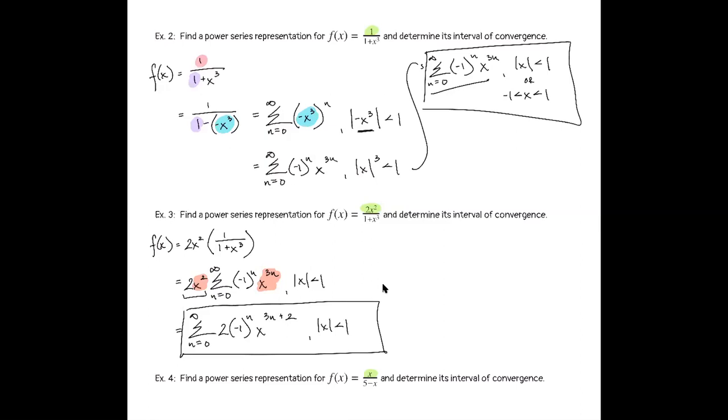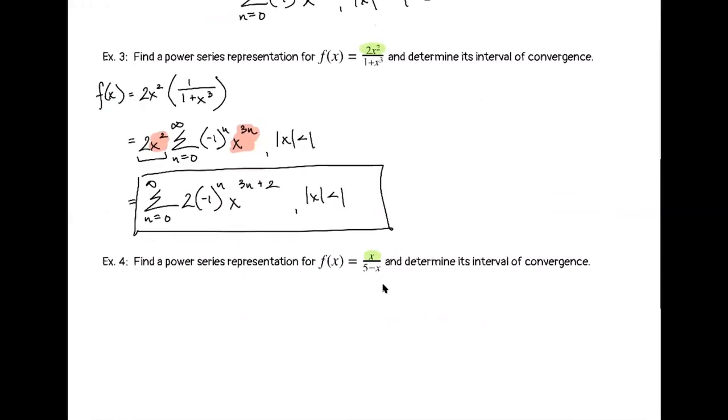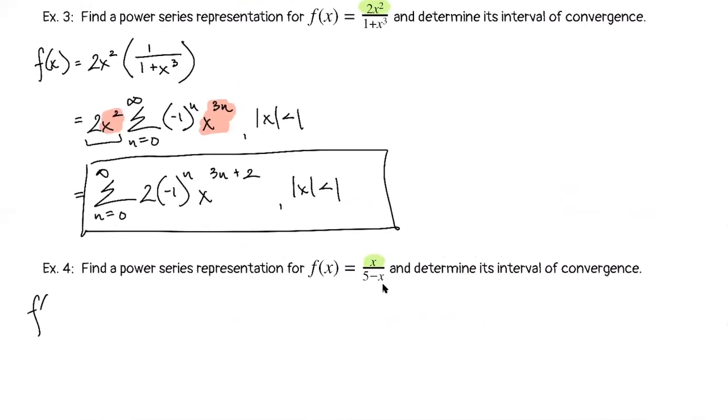So now we're going to take a look at example 4, okay? So we can see from example 4 that we've got a numerator that's not 1. And so our first step is going to be just like example 3, where we pull out that x and split it into a separate fraction. So we'll have x times 1 over 5 minus x. F of x equals the numerator times 1 over 5 minus x. Okay.